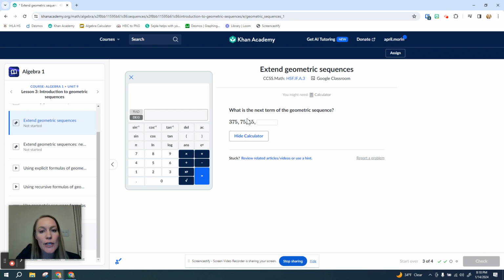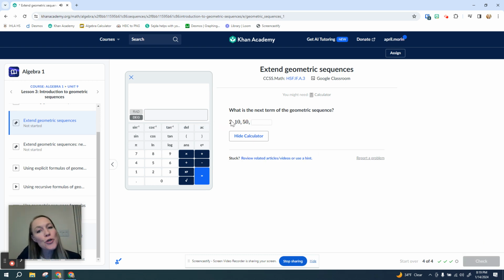Okay, it's decreasing. So I know I'm going to be dividing by something. 375 divided by 75. I'm looking for the pattern. Is it 5? Yes. Okay, because 75 divided by 5 is 15. But for those of you who don't believe me, I will plug it in. 15 divided by 5, I don't need to plug that in. That's a fact, right? You should know it's 3. So that's my answer.